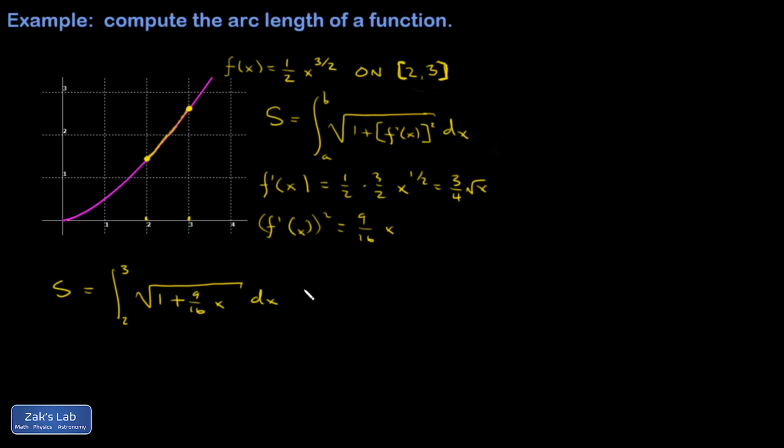dx. So on this integral, if you like, you could do an explicit substitution where you let u equal the interior of the square root, and then du would be 9/16 dx, and so on. My preference is to be less formal than that, and to just build the derivative of this interior out here in the integrand. So all I need is a 9/16 for that.